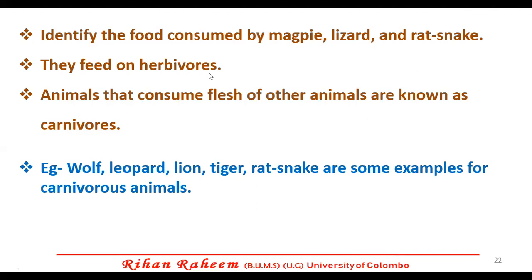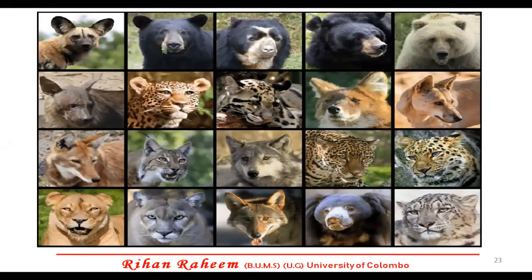So some animals are there. They are eating the herbivore. They're eating the other animals. Animals that consume flesh of other animals are known as carnivores. Wolf, leopard, lion, tiger, all the snakes are some examples for carnivorous animals. If we are adding the name animals, we are saying carnivorous animals, herbivorous animals. Okay, good. So all these are carnivores: the tiger, the leopard, the wolf, the cheetah, the lion, the fox, the hyena, all those.